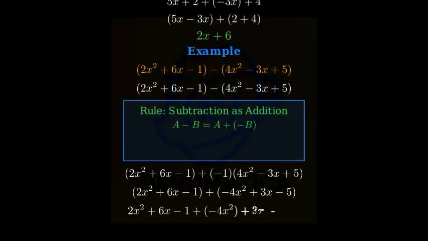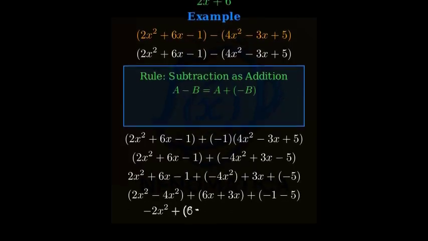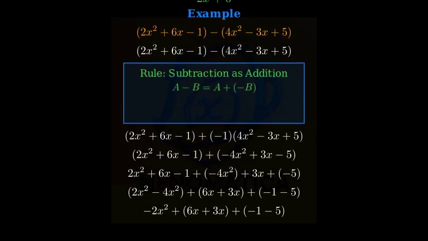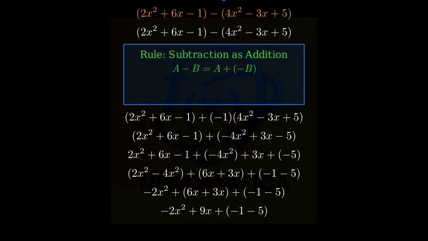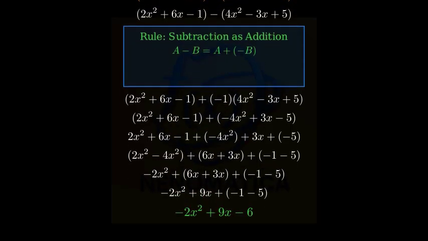Now, let's combine like terms. For the x squared terms, we have 2x squared plus negative 4x squared, which equals negative 2x squared. For the x terms, we have 6x plus 3x, which equals 9x. And for the constant terms, we have negative 1 plus negative 5, which equals negative 6. So our final answer is negative 2x squared plus 9x minus 6.